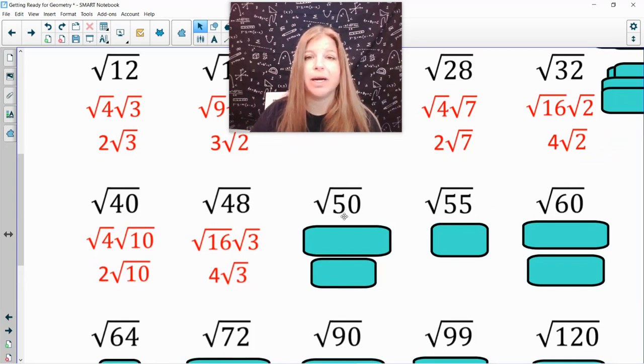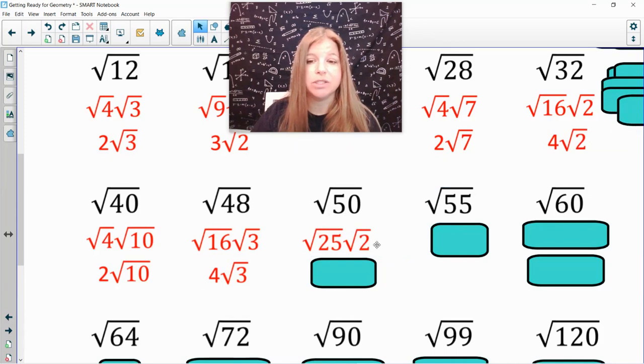50, not a perfect square. 4, no. 9, no. 16, no. 25, yes. This becomes radical 25 times radical 2, which is then 5 radical 2.